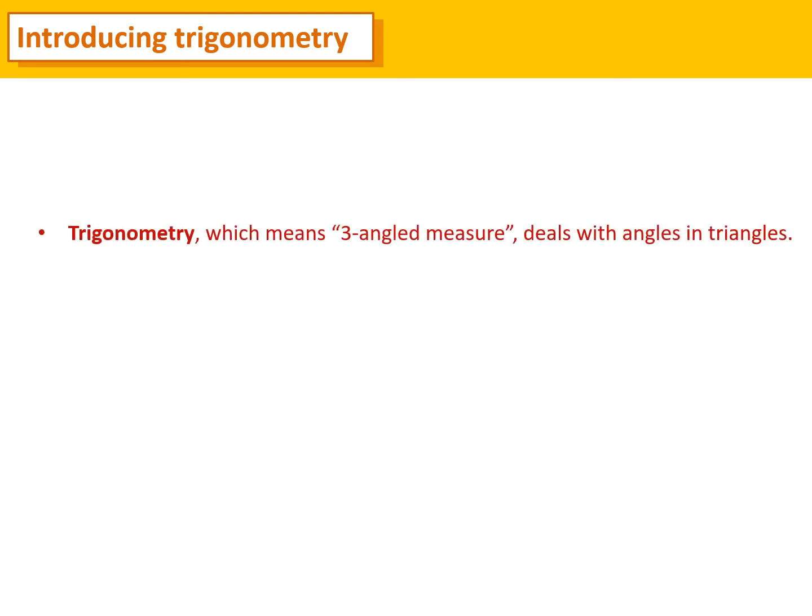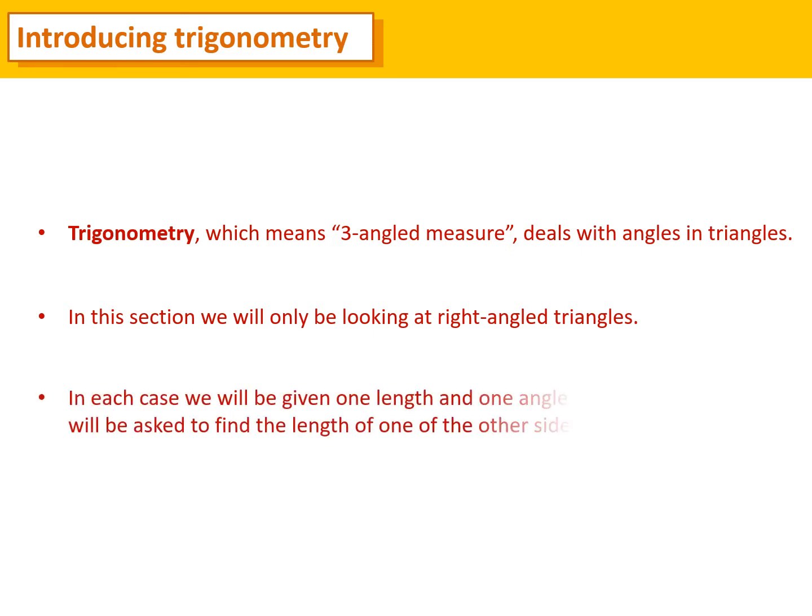Trigonometry means three-angled measure, and therefore it deals with angles in triangles. In this section, we are only looking at right-angled triangles. It's important to remember that. And in each case, we will be given one length and one angle, and we will be asked to find the length of one of the other sides.